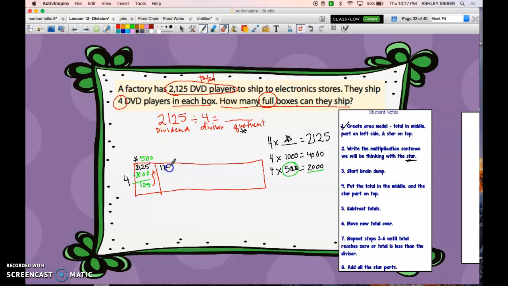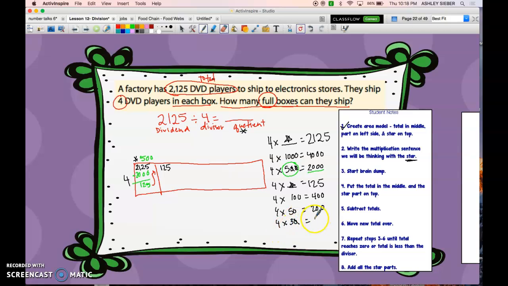That's my new total. So now my thinking is 4 times something gets me close to 125. Again, all of these are going to be my star parts. So I know if I start with 4 times 100, that's too much. That's way too much. So if I half that, 4 times 50, that's still too much. I got to get to 125. So I'm going to try 4 times 30.